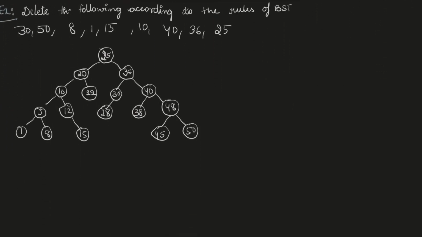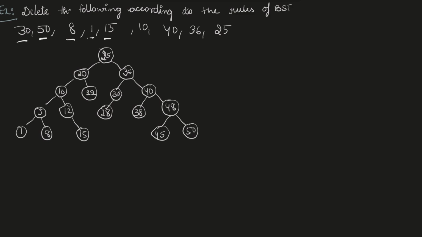The example states that we should delete the following according to the rules of the BST. So this is the root 25, and we need to delete elements in the same order as given in the question. Coming to the first one, it is 30.